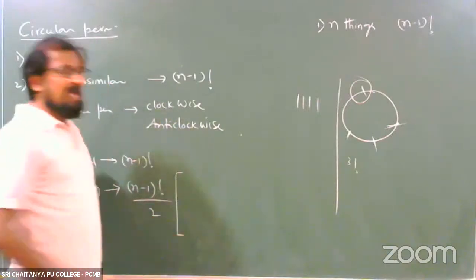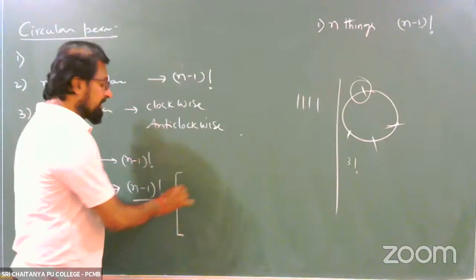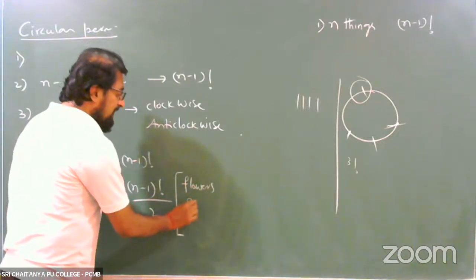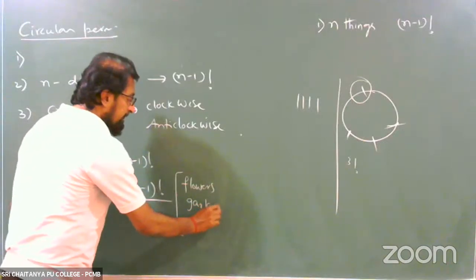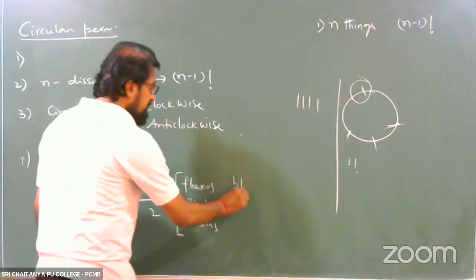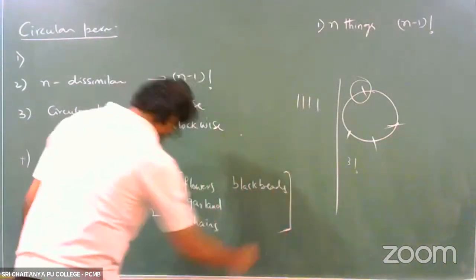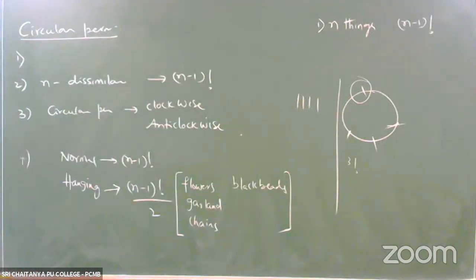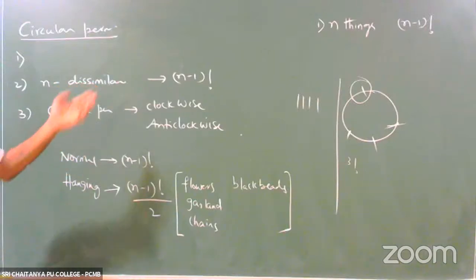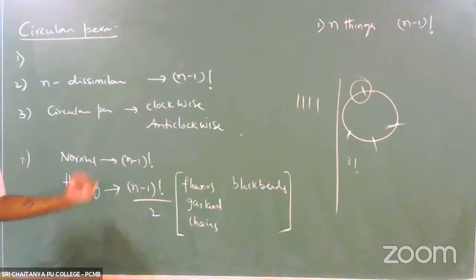Which are called hanging type, sir? Suppose in the question you have flowers, garland, chain, black beads, this type of words, then you can use this formula, right? Normal permutations means 8 members can be arranged circularly in how many ways? 8 minus 1 factorial ways, like that. Okay.